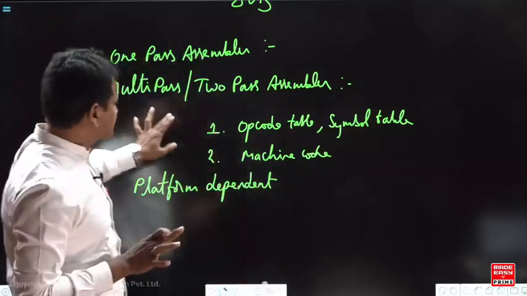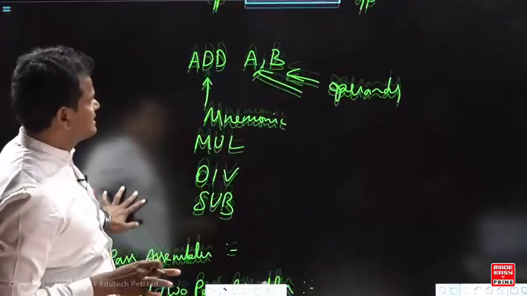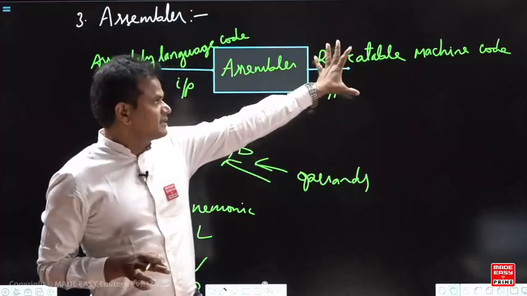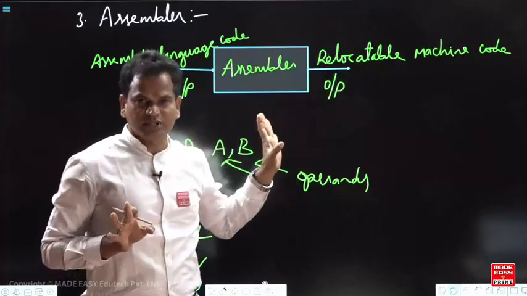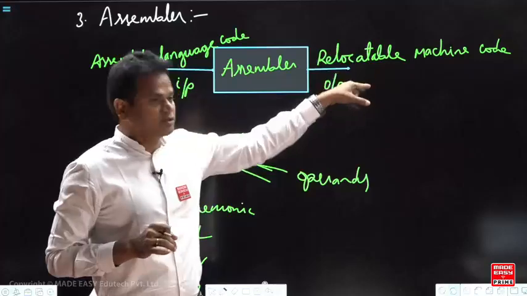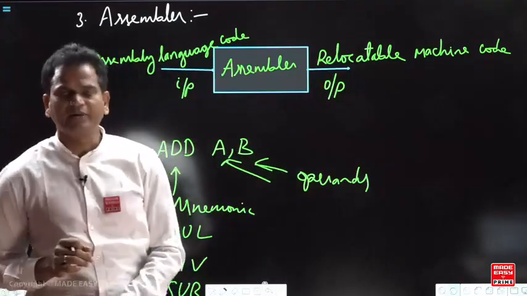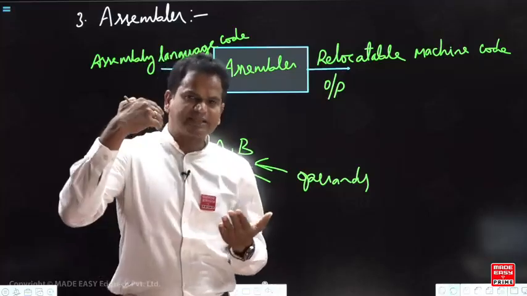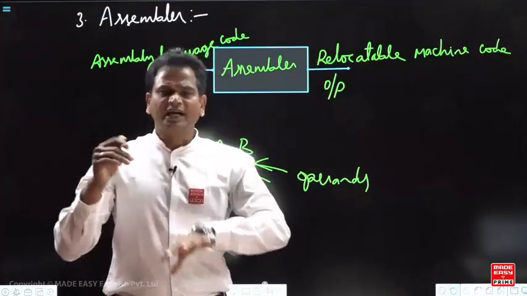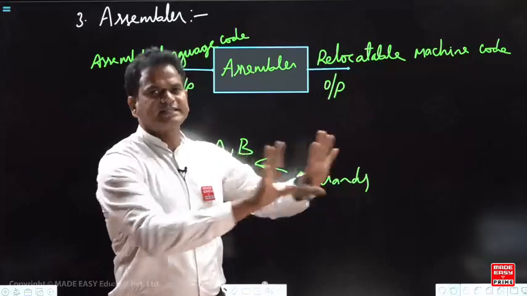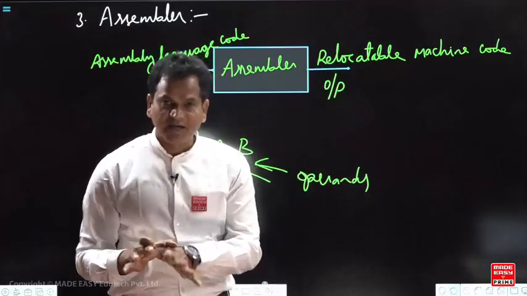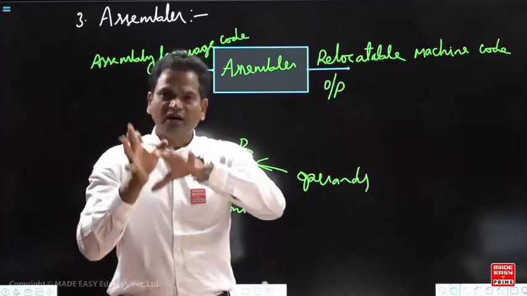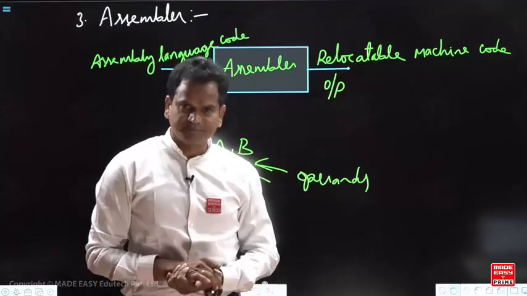Coming to the assembler, it is a language translator which takes the assembly language as input and produces relocatable machine code as output. This is the code which is ready for execution, and it has to be loaded whenever you execute any program. Until execution, at the time of compilation, assembling and linking, everything is stored in the secondary memory, that is the disk. But at the time of execution, you have to bring that program into main memory.